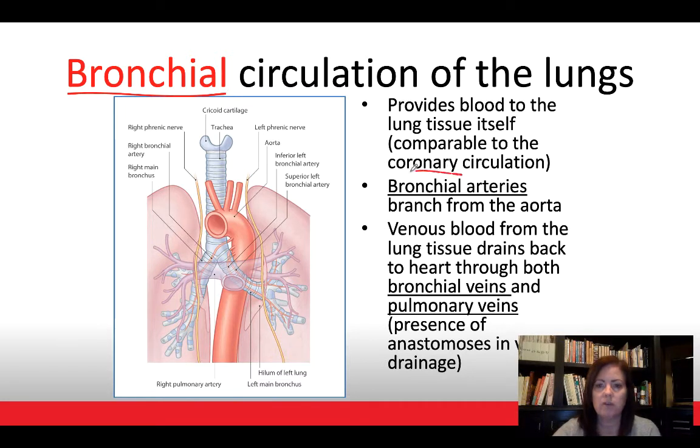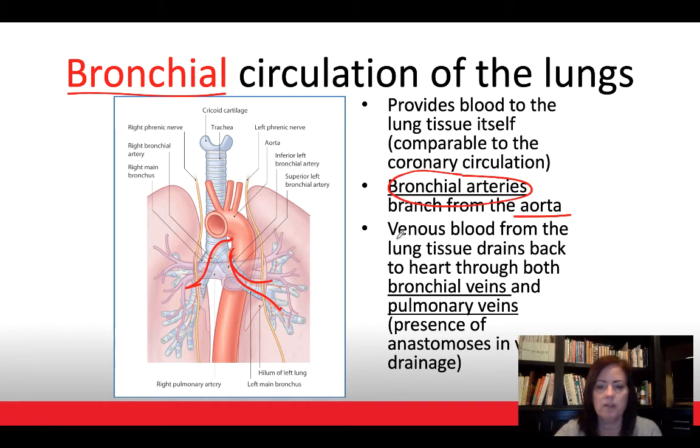So what we have here are some bronchial arteries that are going to branch off directly from the aorta. So if we look, here's our aorta, and we're going to see these first few little tiny branches here that are going to travel down into the right and left lungs to supply them with oxygenated blood.